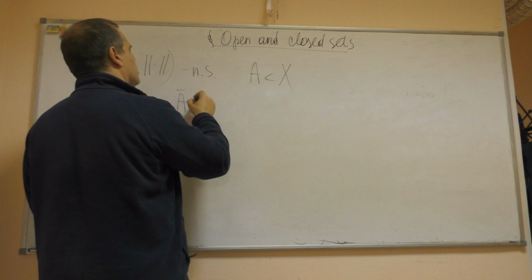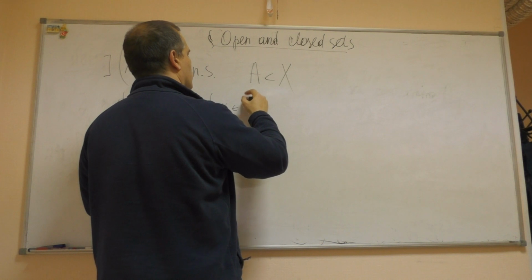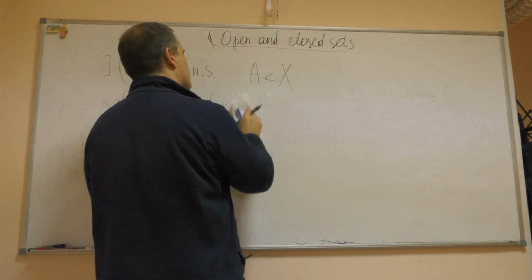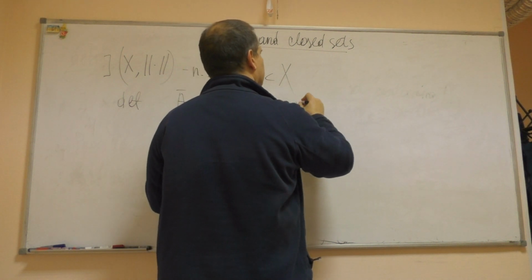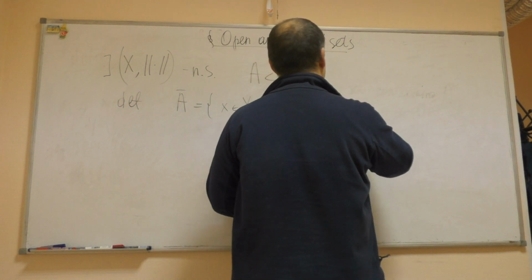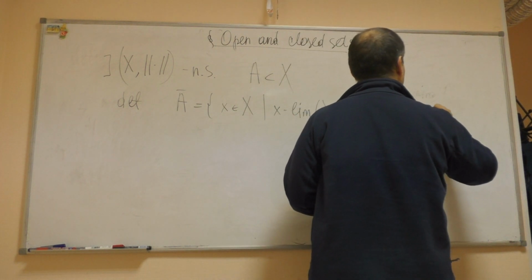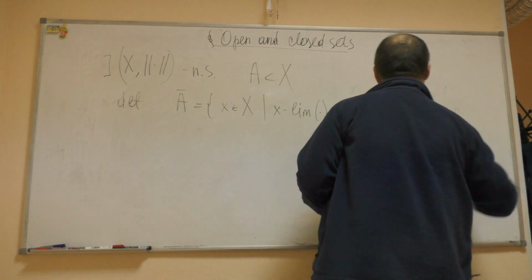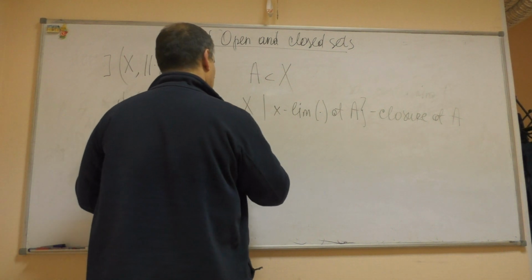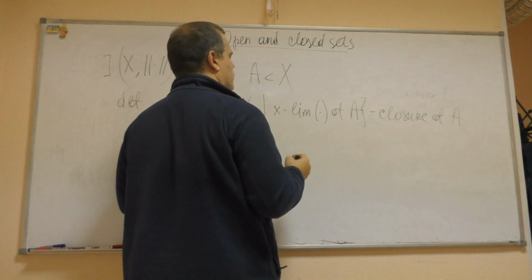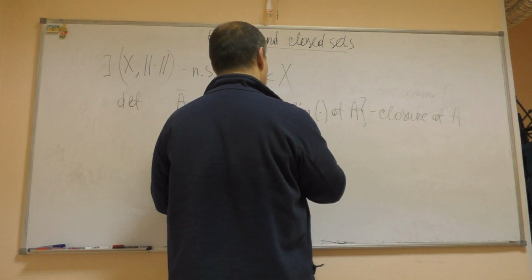The closure of set A is the set of all limit points for A. The interior of A is the set of all interior points of A.